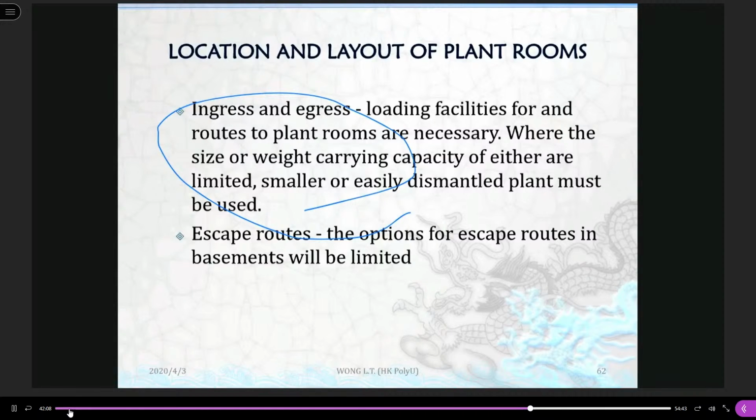Therefore, this is why I emphasize that we need to acquire more experience on the practical side in order to design the plant rooms better. For escape routes, the options in the basement will be very limited, so for a basement plant room we need to think in a more careful manner. For the access, consider the ease and the frequency, these kinds of things.